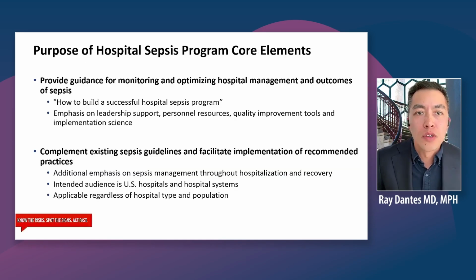Next slide, please. With this background, the purpose of the hospital sepsis program core elements is to provide guidance for hospitals to better monitor and optimize their sepsis programs. So this includes an emphasis on that leadership support, personnel resources, quality improvement tools, and implementation science. Importantly, the core elements complement those existing sepsis guidelines and help facilitate their implementation of recommended practices. Furthermore, we also emphasize the care of sepsis and management throughout the hospitalization and recovery. Our intended audience is US hospitals and hospital systems, and we think these core elements are applicable regardless of the hospital type or the population that they serve.